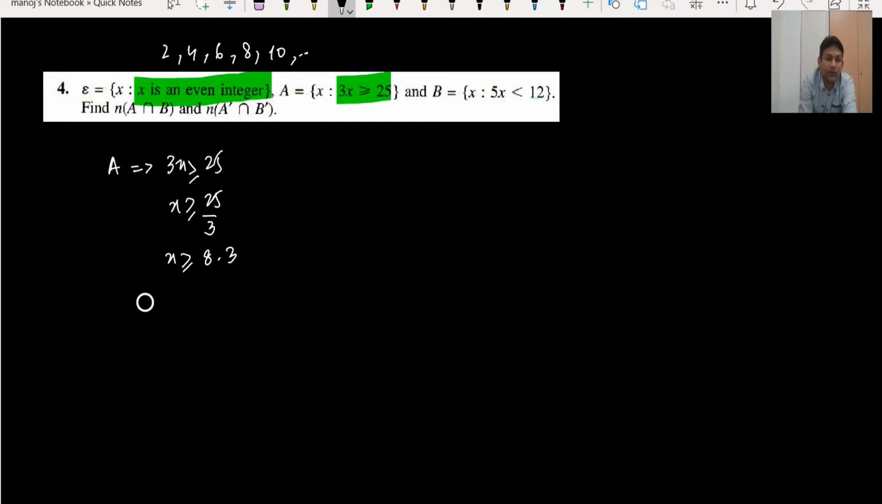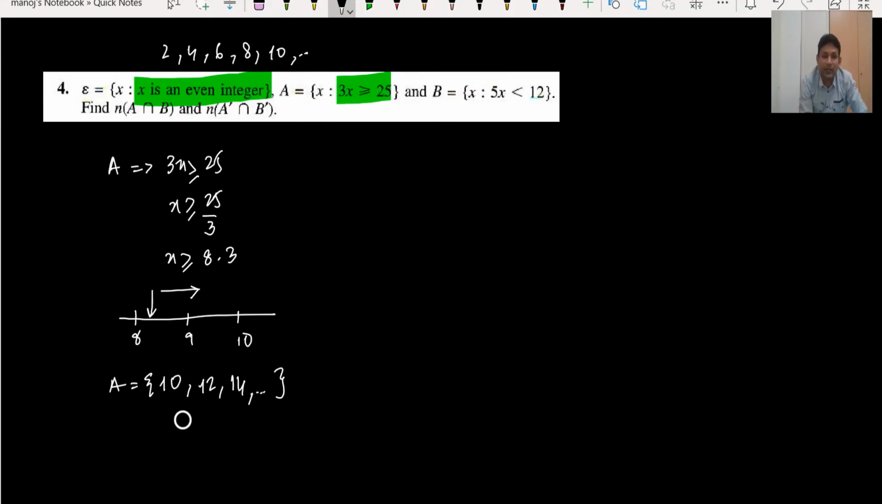To write the elements of A, please remember I have to draw just a number line, because sometimes when students think this is equal to, they start from 8. No, be careful. 8.3 position is definitely here after 8. And what number comes after 8 as an even number? I will move right side. Right side means the next first number is 10, not 8. So 10, 12, 14, and so on. All the elements are the set of A.